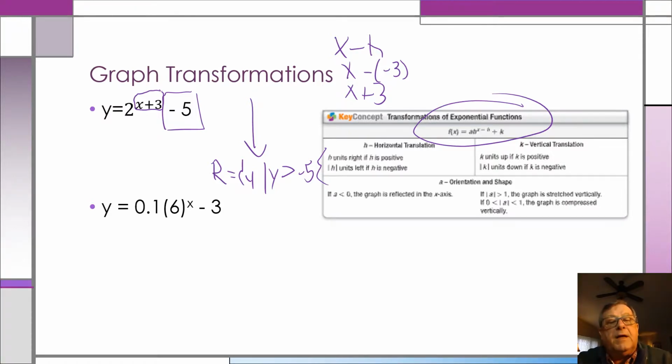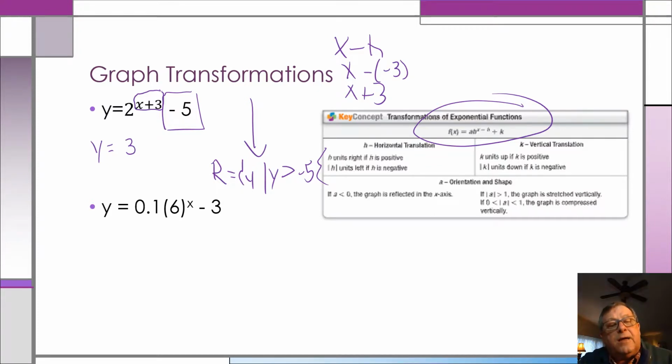Out to infinity. And then this horizontal transformation in the x plus 3, you know what, I think it's going to affect my y-intercept. And I think my y-intercept now is just going to equal 3 rather than 1. All right, we're going to take a look at that on the graph in a moment.